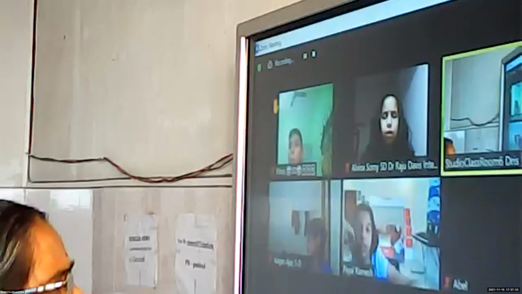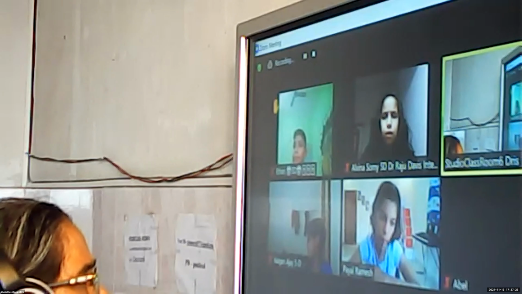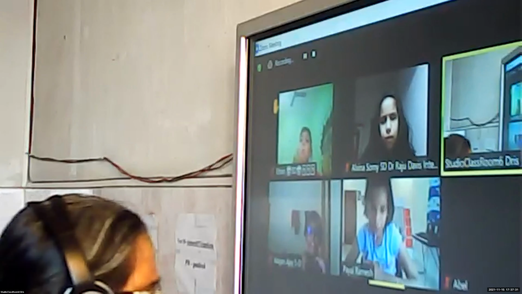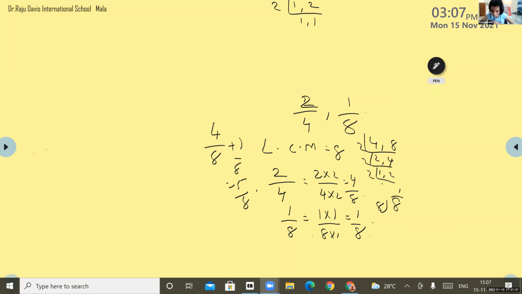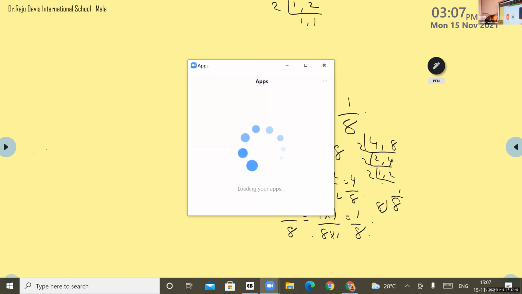Like fractions having the same denominator. Yes, fractions which are having the same denominators are called like fractions. And unlike fractions are fractions which have different denominators. Can you tell me some examples for like fractions? 1/4, 2/4, 9/4. Yes. So fractions which are having the same denominators are called like fractions.